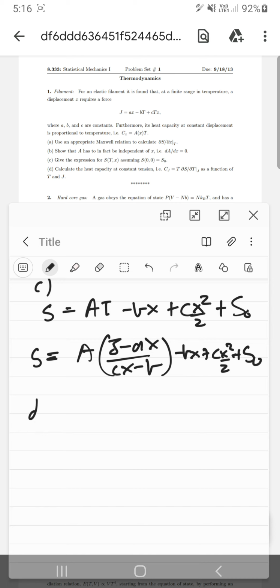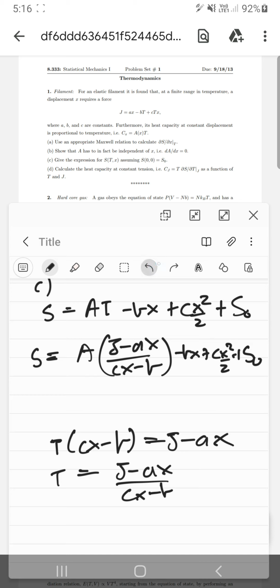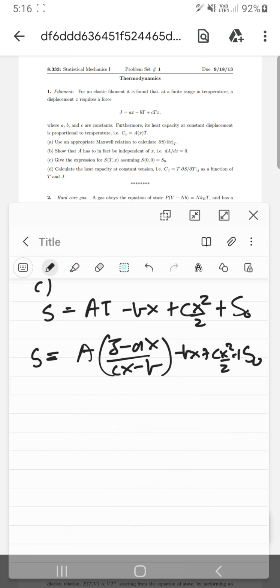And so now we can tackle d. We are saying calculate the heat capacity at constant tension, so keeping j constant, as a function of t and j. Are you serious? Okay, this whole thing is problematic. We can't be doing that. So we'll have to substitute x inside of it. Okay, this isn't good.